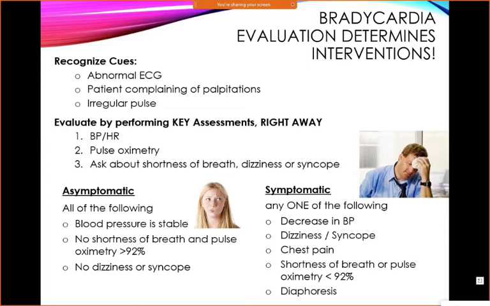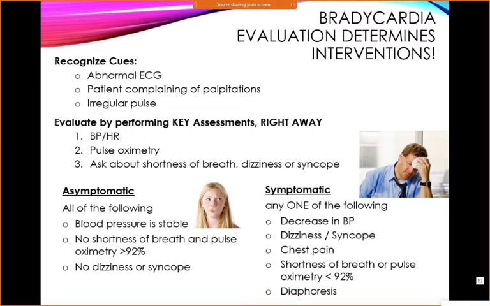Your key assessments right away that you need to do when you either have an abnormal EKG of any kind or a patient complaining of palpitations or having an irregular or slow or rapid pulse is you need to do a blood pressure. I say heart rate on there because we need to get a rate, but if you're watching it, we've already done a heart rate. But you need to get a blood pressure, a pulse ox, and ask the patient whether they're short of breath, dizzy, or ready to faint.